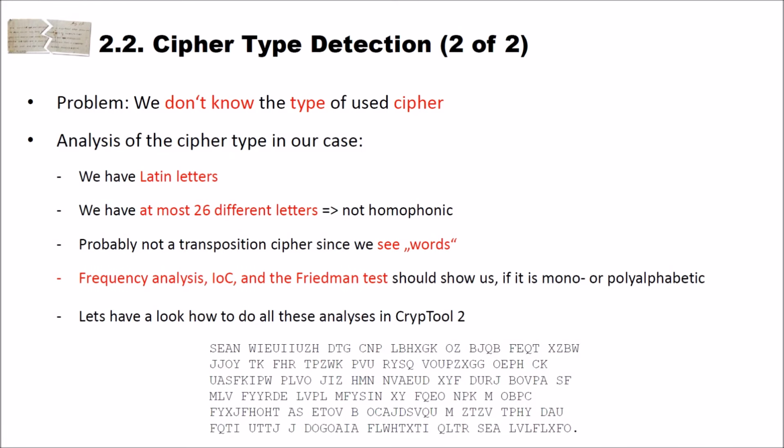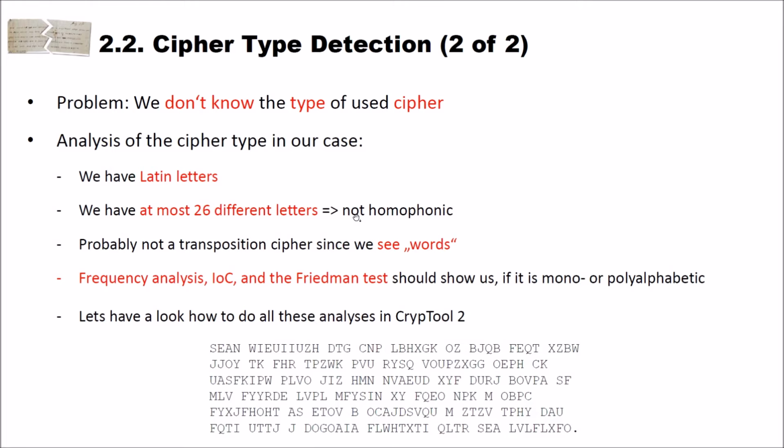So let's come to our cipher. We have the same problem. We don't know the type of the used cipher, but let's make an analysis of the cipher type in our case here. First of all, what we can clearly see is we have Latin letters. So we have no special symbols, we have no digits. That makes our analysis, of course, easier. And then we have at most 26 different letters.